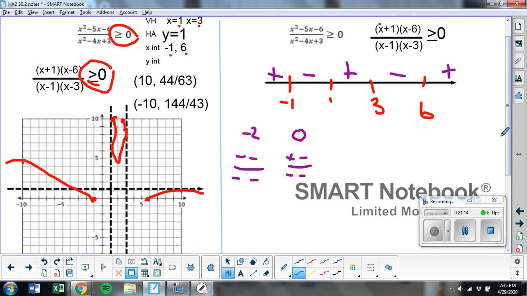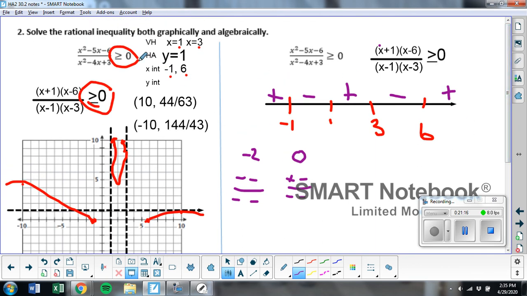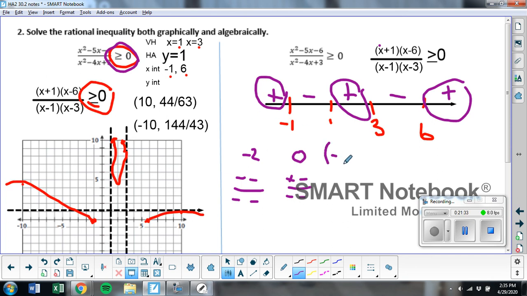Okay, now that we have our number line, let's answer the question. When is our number line greater than or equal to 0? Well, positive is greater than, positive is greater than, and positive is greater than. So those are the sections I want, from negative infinity to negative 1. I'm going to put all parentheses for now, and then we'll fix it. From 1 to 3. Again, this is interval notation. And finally, 6 to infinity.